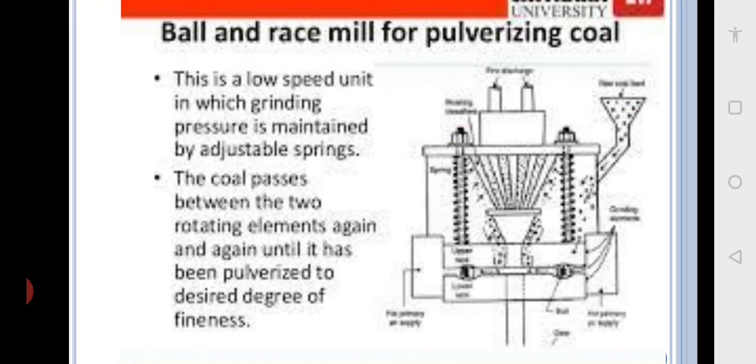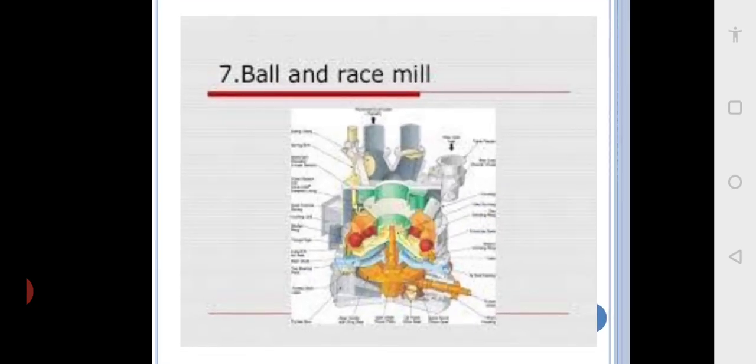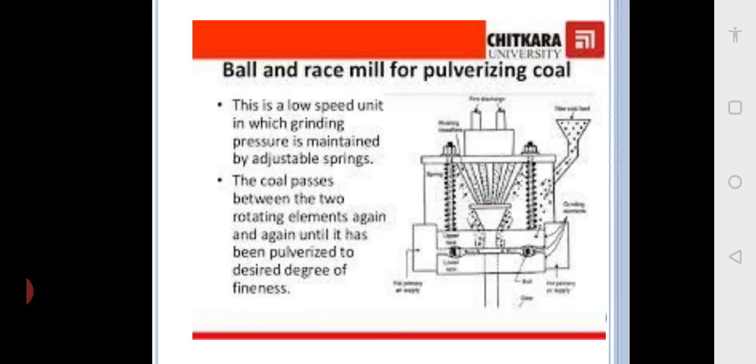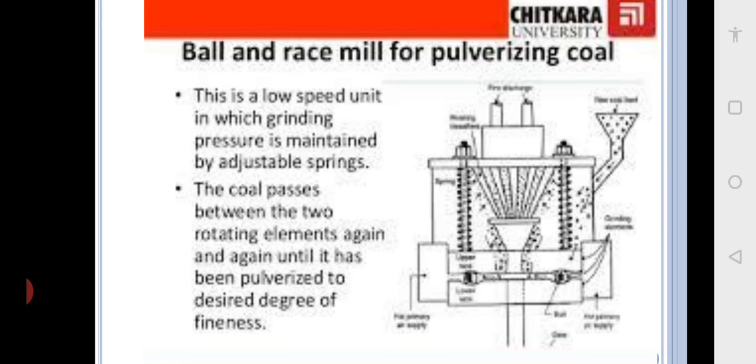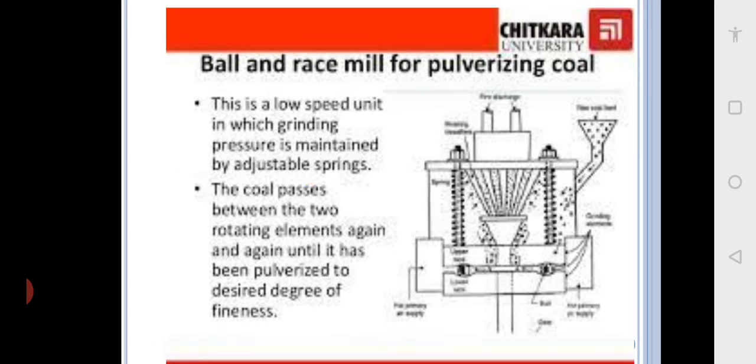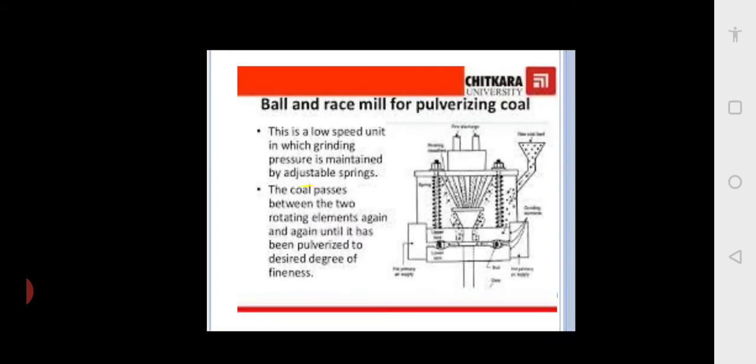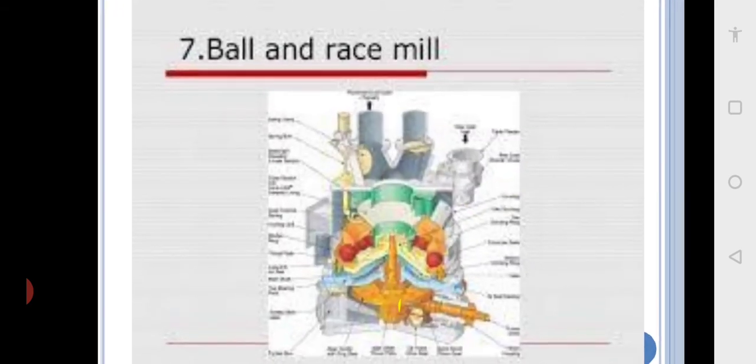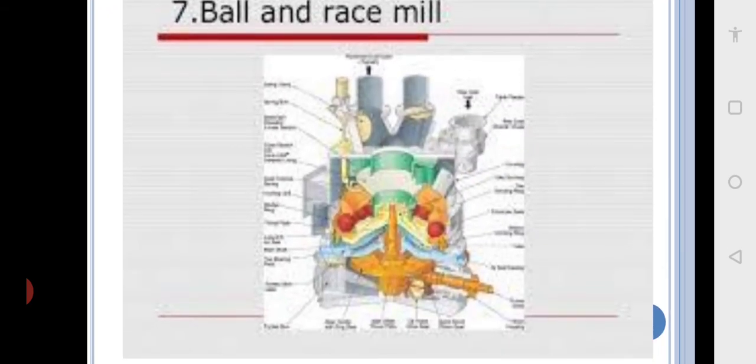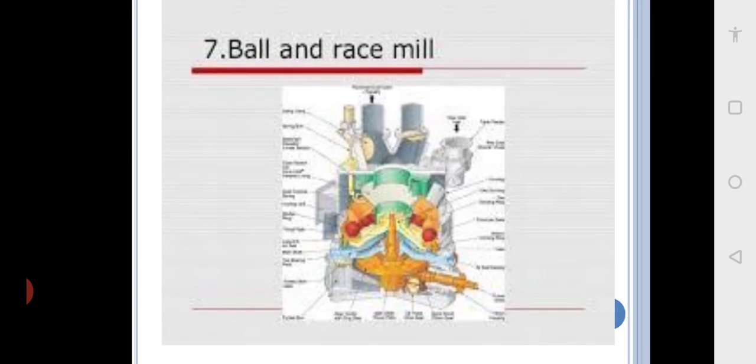And this is a slightly improved one because the distance between the two races can be managed by using the springs. In our normal flour mill also, when we go to that flour mill, they have the option to move one race, so that whether you want fine or coarse, that setting they can do by moving the races. This is a ball and race color picture. You can see the balls as well as the two races.